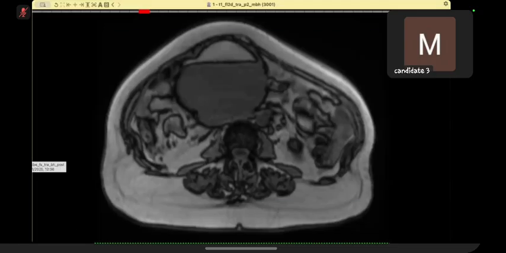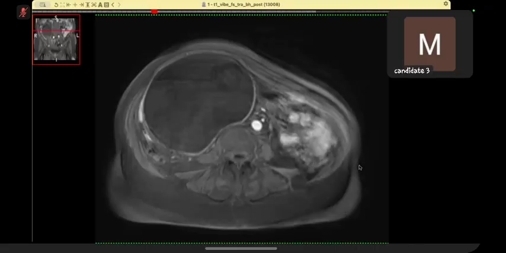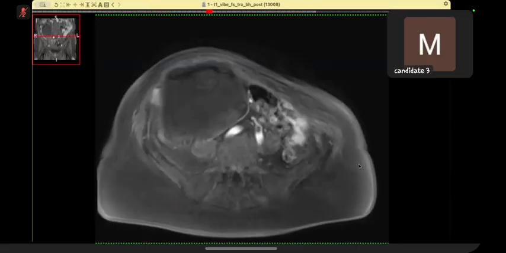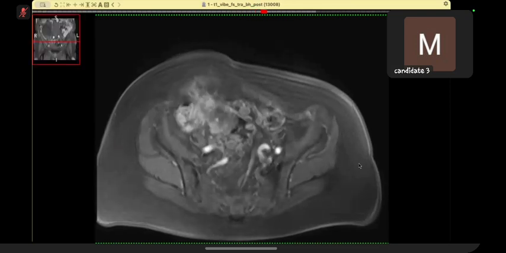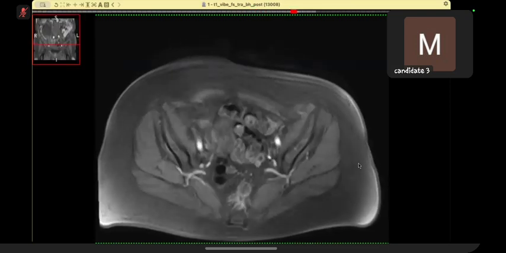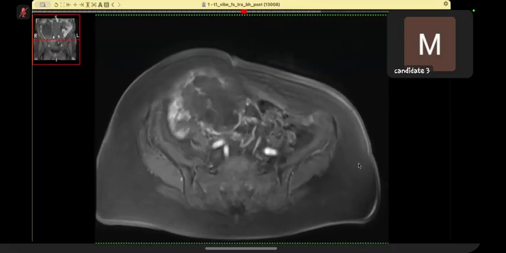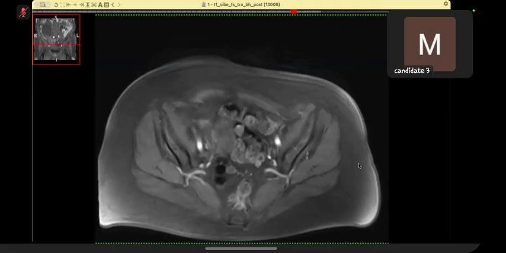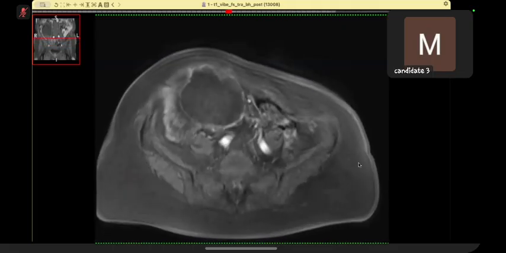And regarding the solid areas, I will look at their enhancement features. In the post-contrast fat-set images, I can see that there is a smooth, thick enhancing wall of the cystic component. Coming down, there are irregular nodular solid-looking areas in the lower part of the mass. In this region, it is almost inseparable from adjacent colonic and ileal loops.